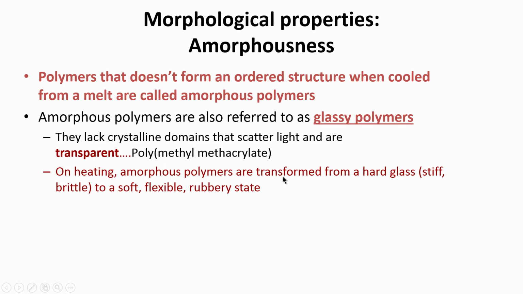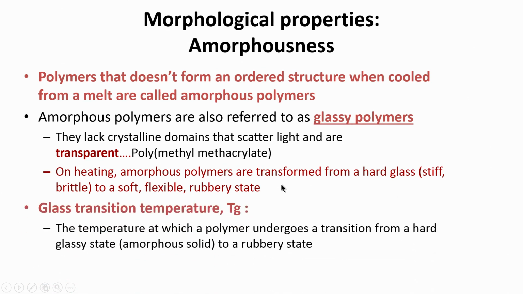On heating, amorphous polymers are transformed from a very hard glass, which is transparent, to a very soft flexible rubbery state, which is essentially just molten chains flowing around. And this loss of the amorphous structure to a more rubbery, flexible state is called the glass transition temperature. At this temperature it will go from a hard glassy state to a much more rubbery state. So, very similar to Tm, but this is more defined for amorphous polymers.